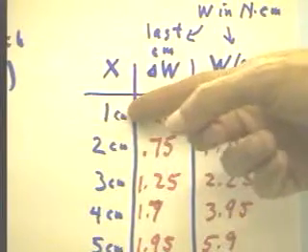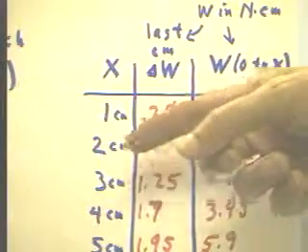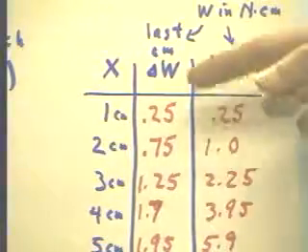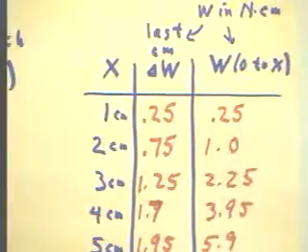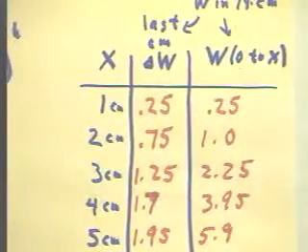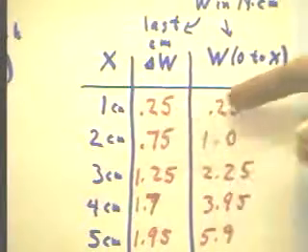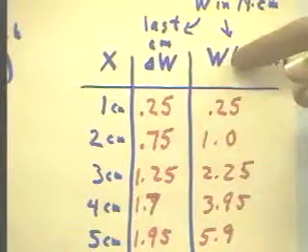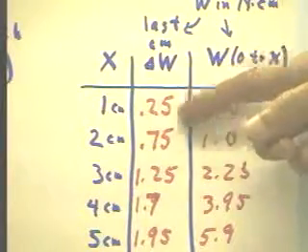So for example, at 1 centimeter, the last centimeter went from 0 to 1 centimeter. For 2 centimeters, the last centimeter went from 1 to 2 centimeters. And we've seen that the areas which correspond to the work contributions are 0.25, 0.75, 1.25, 1.7, and 1.95 Newton centimeters. The total work from 0 to X, from 0 to 1 centimeter, well, it's just 0.25 Newton centimeters. From 0 to 2 centimeters, we're going to have to add the work from 0 to 1 to the work from 1 to 2.